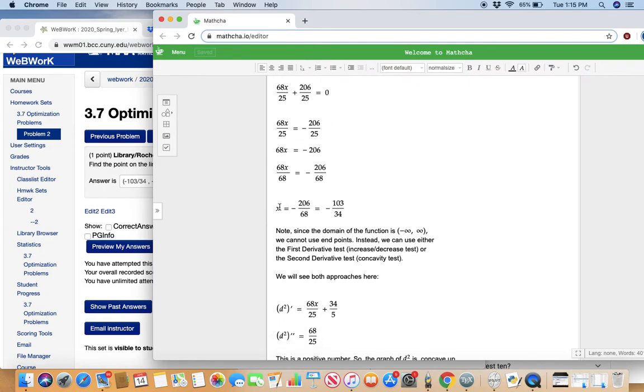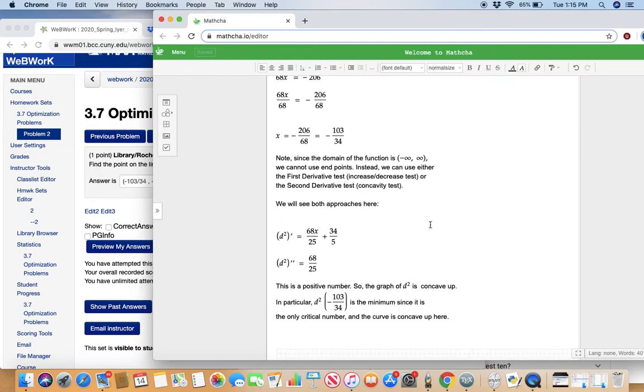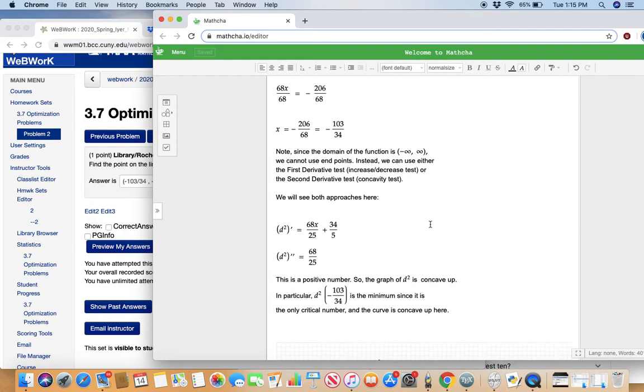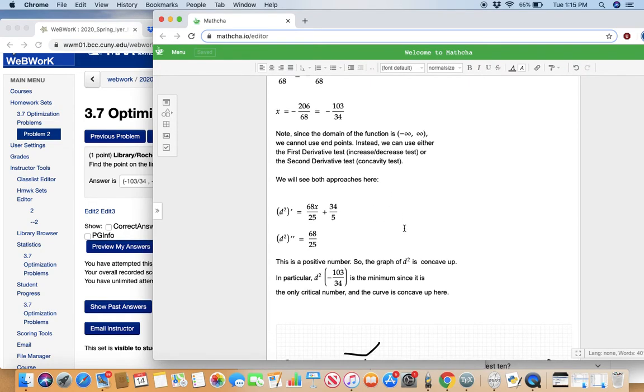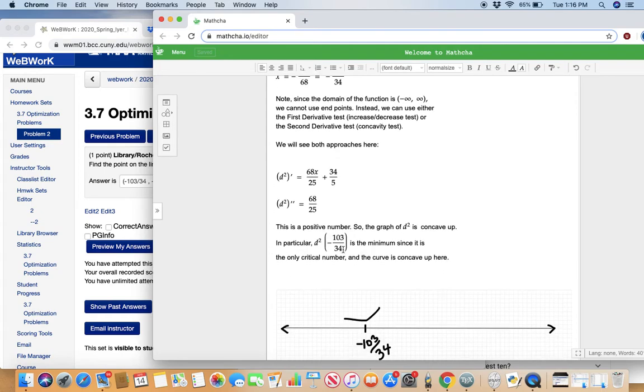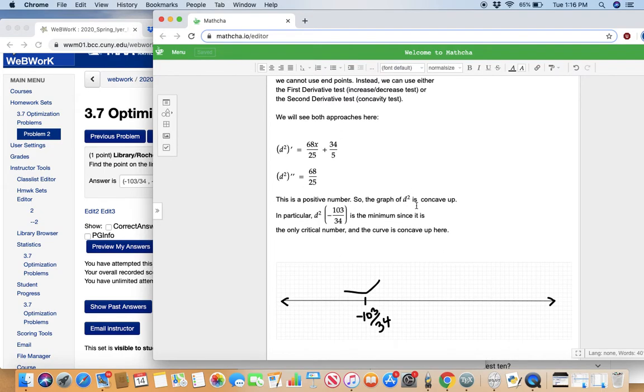So you have only x, this as a critical number. But domain is everything. In other words, you don't have any end points to test it against. So you have to use the first derivative test, or you can use the second derivative test. Okay? We will see both approaches here. Second derivative test in this case is easy. You take second derivative. This is the first derivative. Yes. So second derivative gives me 68 over 25, which is positive. Okay. In other words, the graph of d squared is concave up.